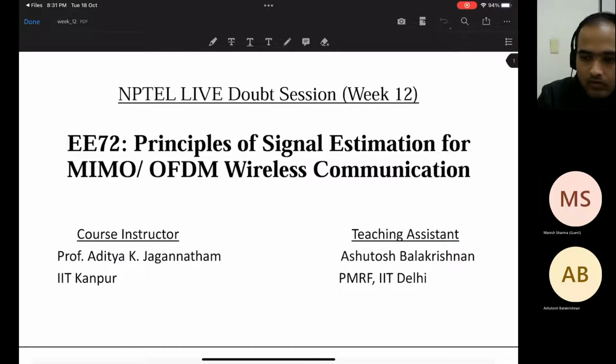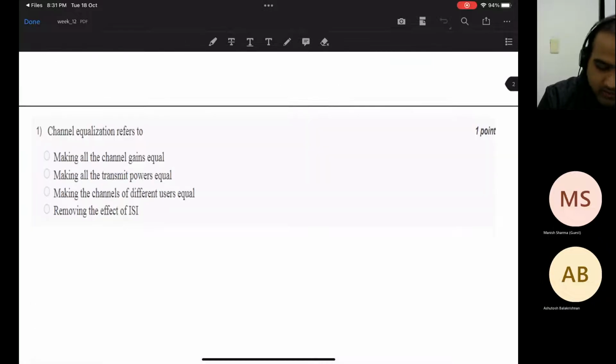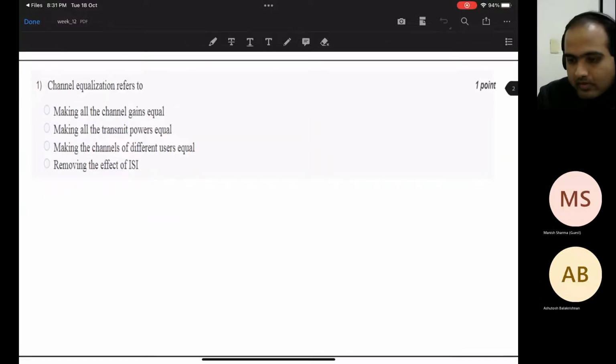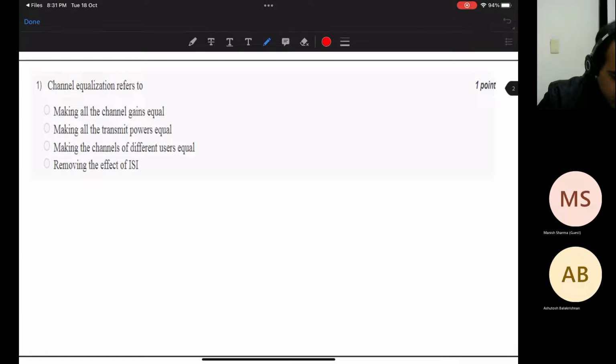Welcome to the session, the final session of our live discussion on signal estimation for MIMO OFDM wireless communications. This will be MMSE estimation for OFDM and channel equalization, so we'll see the numericals related to that. The first question is, channel equalization refers to what?